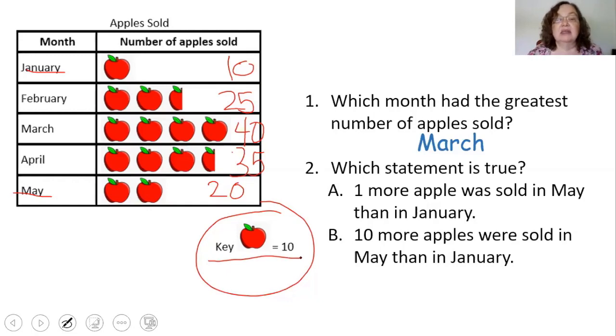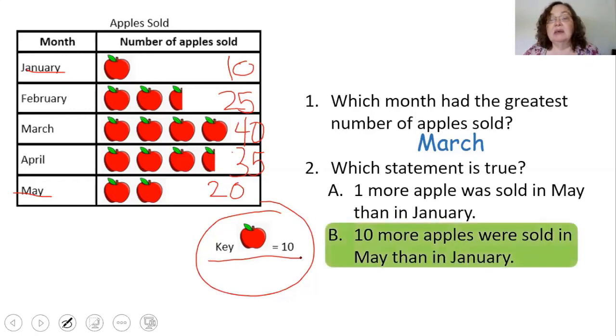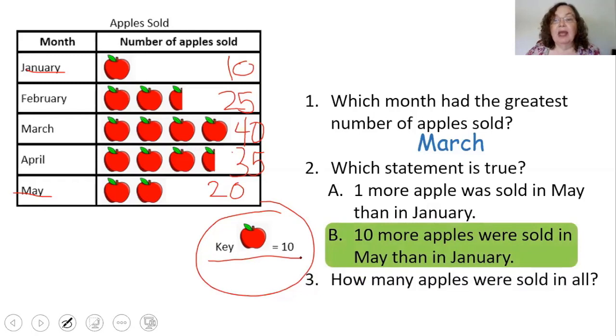The key says that 1 apple is 10. So May has 20 apples sold and January has 10 apples sold. So I know the answer must be B. 10 more apples were sold in May than in January. One last question. How many apples were sold in all?